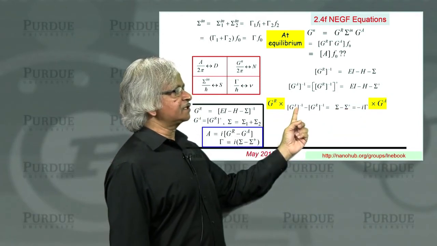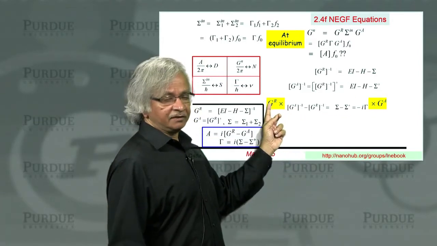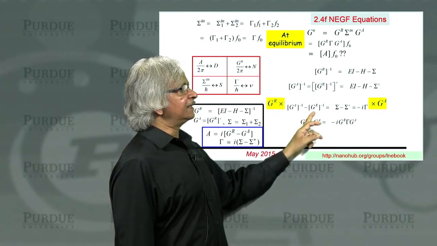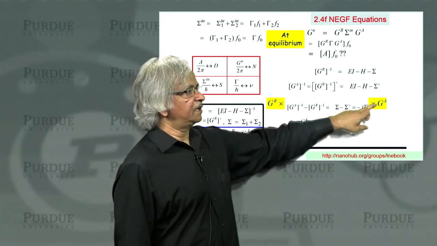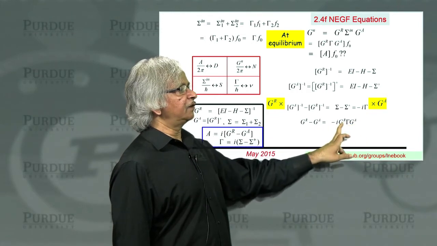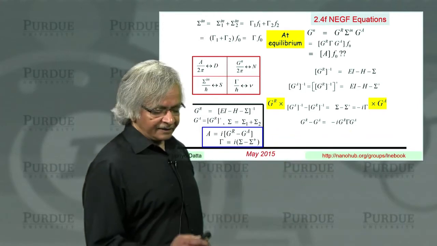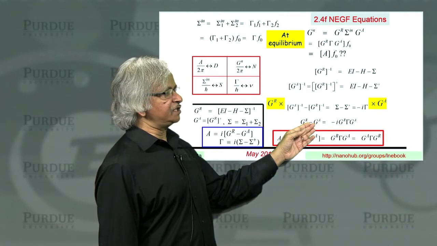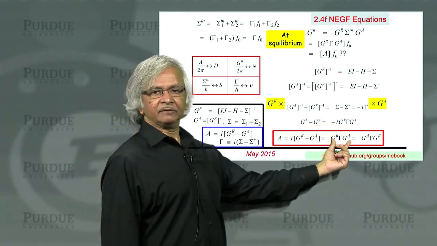So you have GA inverse. When you multiply from the right with GA, it goes away and becomes identity, and then you multiply by GR, so you get GR. For the second term, GR inverse is just identity, and multiplied by GA becomes GA. And here you have minus i gamma, with GR on the left and GA on the right. So you have this expression, and that leads to this expression for A. A is i times GR minus GA. When you multiply by i, the minus i drops out, so you get GR gamma GA.